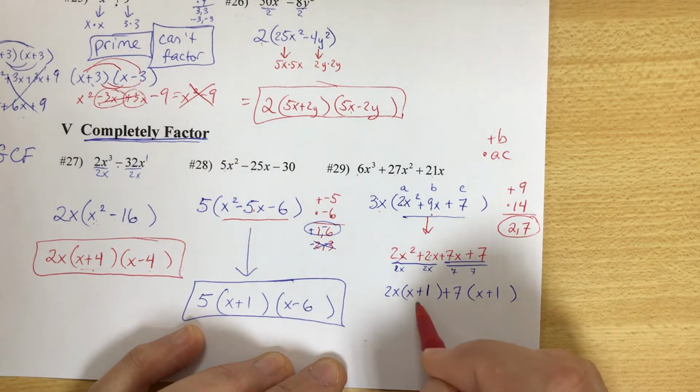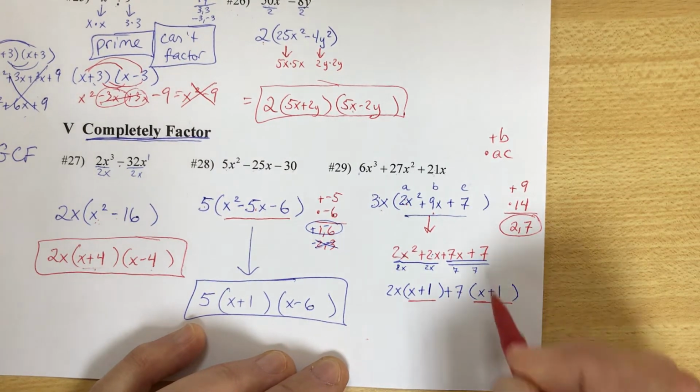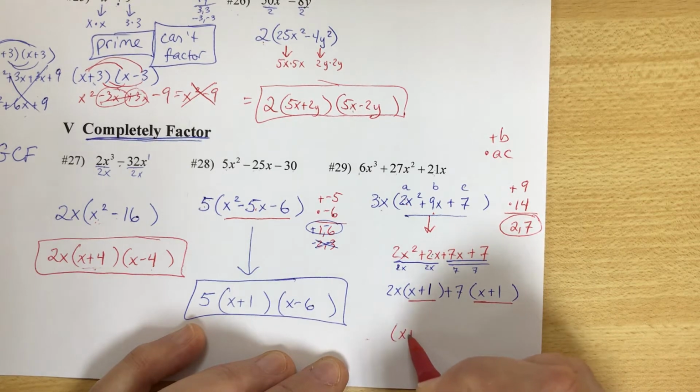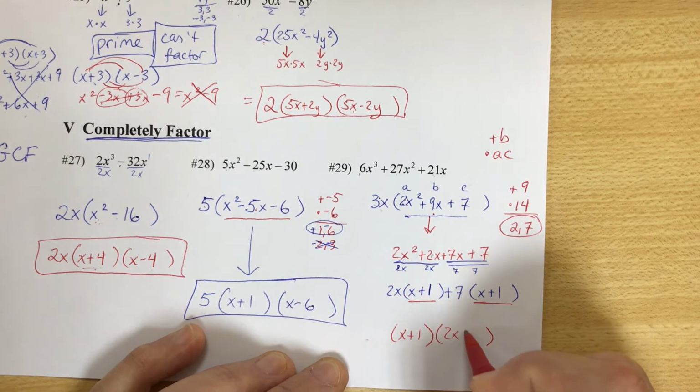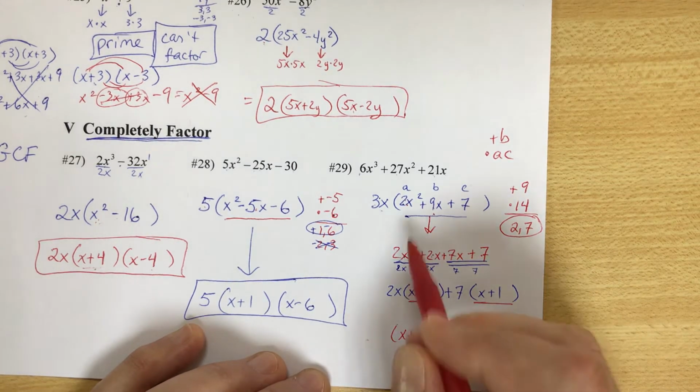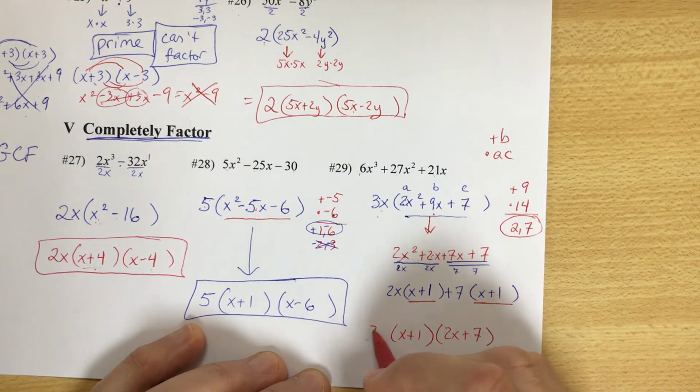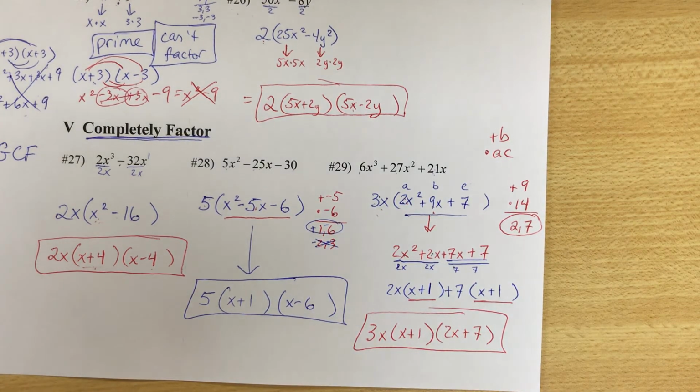Since both expressions have the same binomial factor, we're going to factor that out. So x plus 1, we take that out. What's left? 2x plus 7. And don't forget, we originally factored out 3x. Now that is completely factored, and that is the end of the notes.